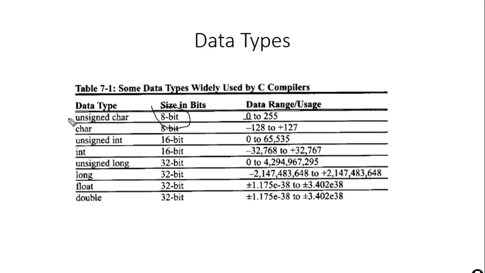And plus, if we do not write the word unsigned with it, a default character means it is a signed variable, and a signed variable has its range divided by 2, because one bit, the MSB, is used to show the sign, whether it is positive or negative.